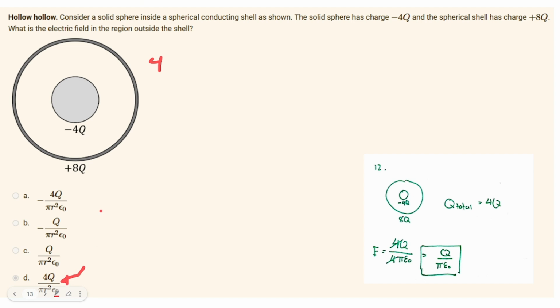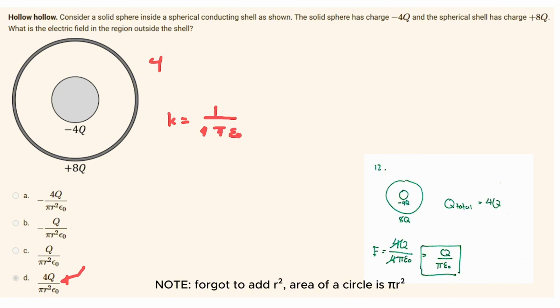But something to note is that k is equal to 1 over 4 pi epsilon naught, which means that the 4 over 4 cancels out. So, yeah, it's this one: Q over pi r squared epsilon naught, because 4 divided by 4. So this one's just a very careless mistake that a lot of people will have. Just remember it's 4 pi epsilon naught. So if it's 4Q over 4, it just simplifies to Q over 4 pi epsilon naught.